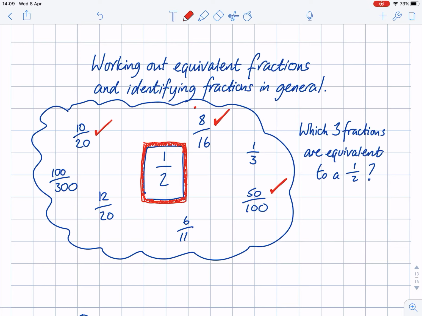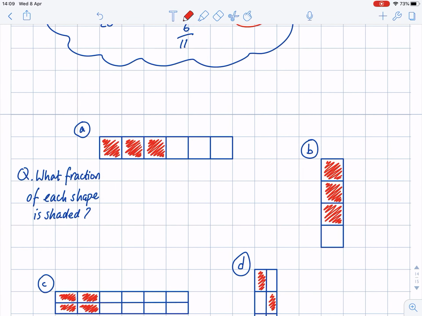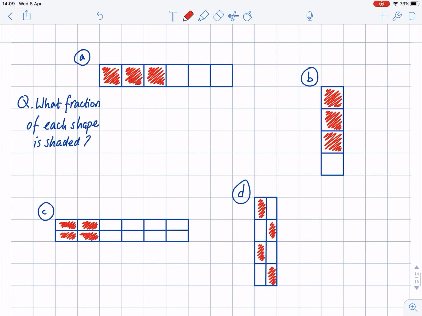So if your teacher said to you which of the fractions around the outside are also a half, they are those ones. That should make sense. Now, your task for today is something which hopefully will take you no more than 90 seconds. So I've been really kind to you today.